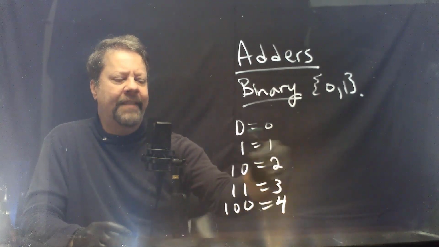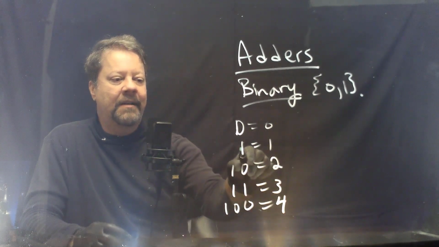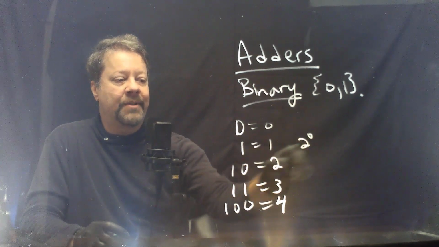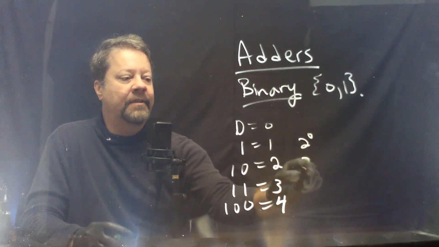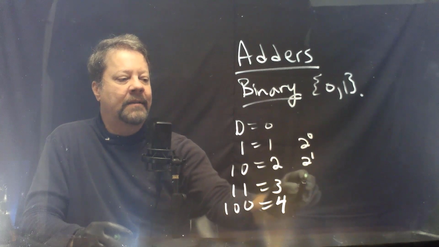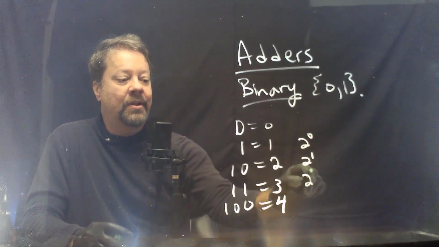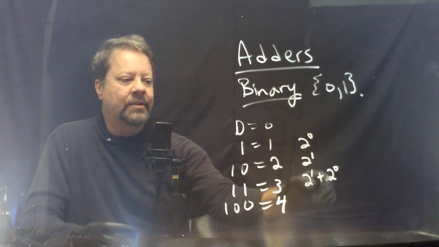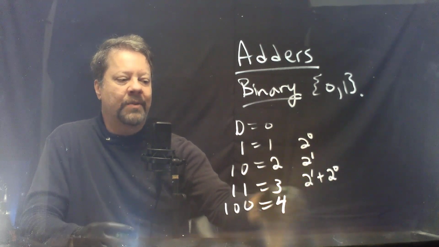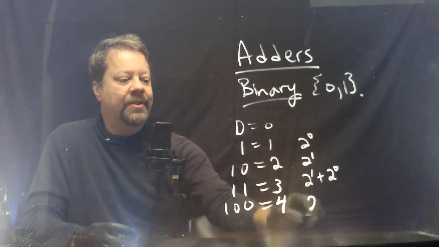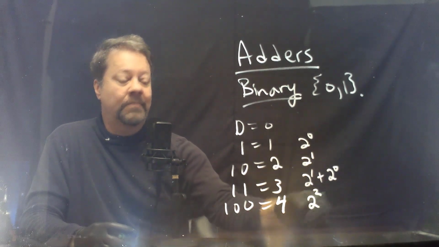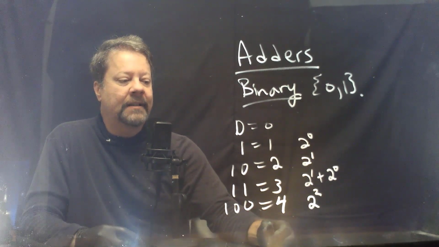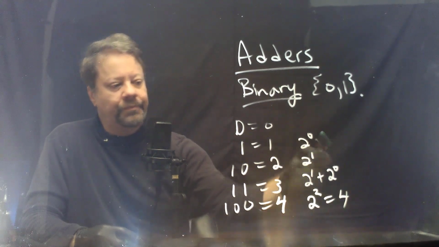And one way to think about these numbers is here you have 2 to the power 0. Here you have 2 to the power 1. This number is 2 to the power 1 plus 2 to the power 0. 2 to the power 1 is 2. 2 to the power 0 is 1. 2 plus 1 is 3. And this one is just 2 to the power 2 plus 0 on the other ones. So this is 4. All right.